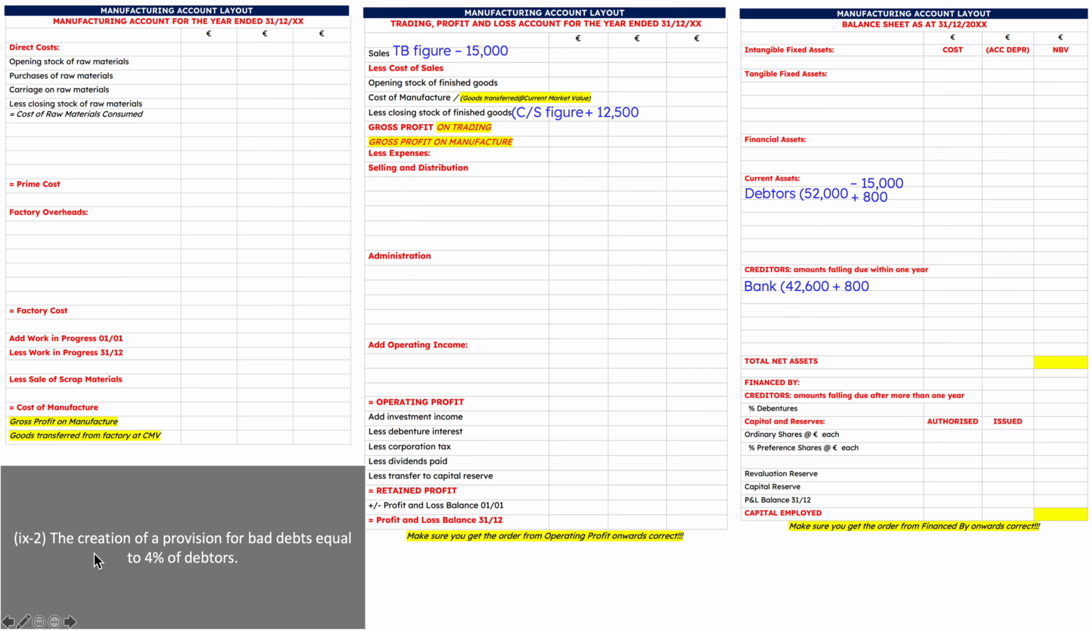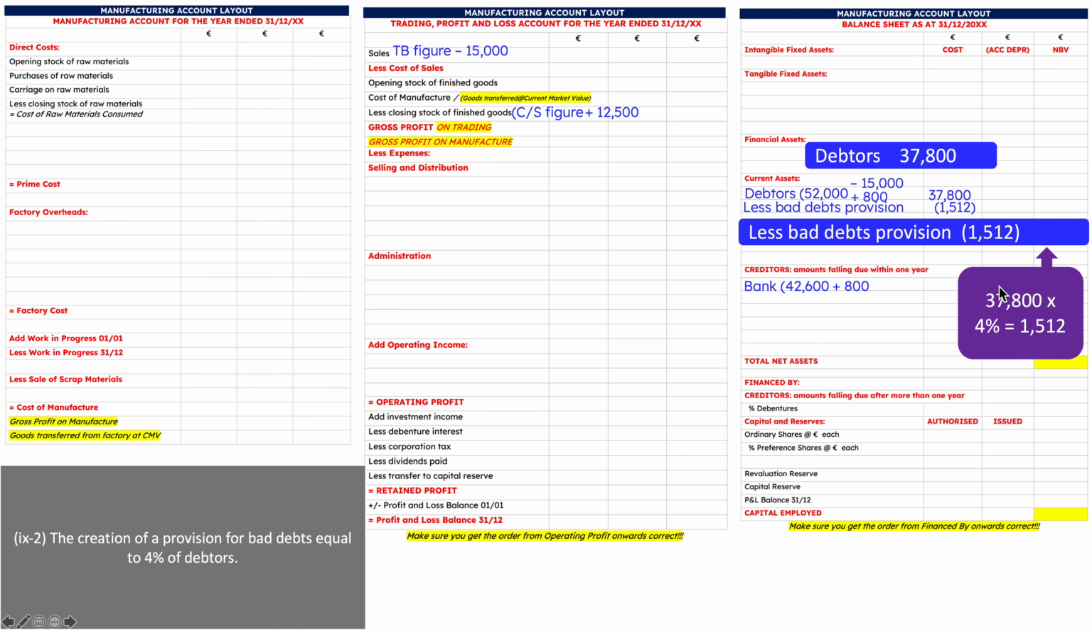Then 9, part 2, the creation of a provision for bad debts equal to 4% of debtors. So we have the creation of a provision for bad debts, right? That had never existed before. So whatever we take away here, we will put into the selling and distribution. So the debtors figure 37,800, multiply that by 4% and you get 1512. And we put the entire 1512 into selling and distribution as a provision for bad debts. So that's all of that done. You just need to remember, put in your closing stock here for your sale or return closing stock there as well.